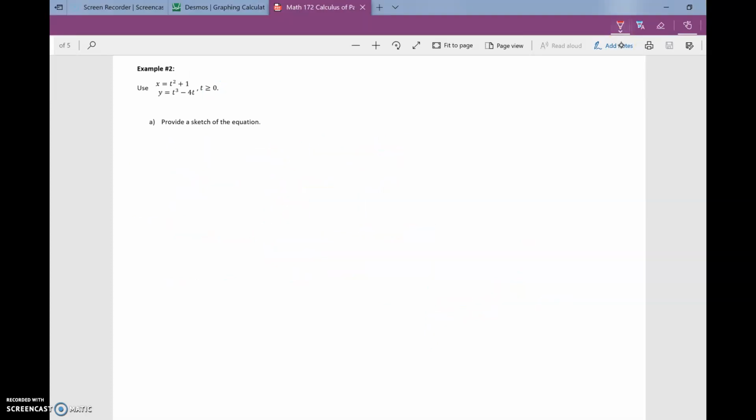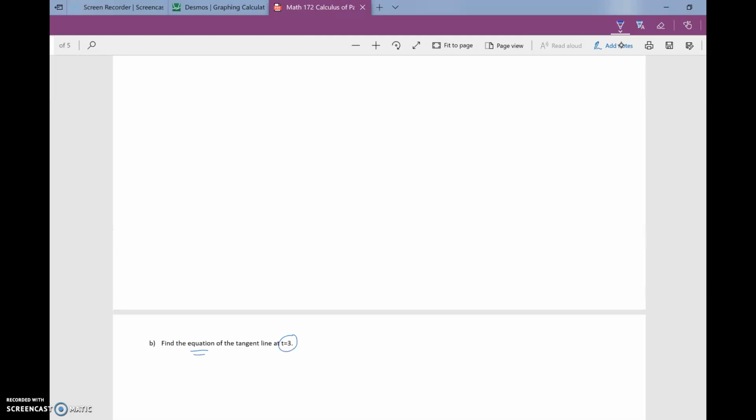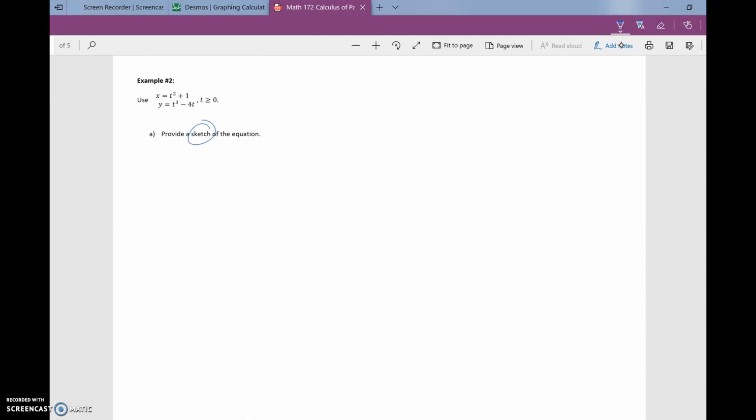Hi class, let's take a look at example 2. In example 2, we're given another parametric equation. They want us to provide a sketch. And then part B, they want the equation of the line tangent to t is equal to 3. So we're going to do a little bit of content from Calc 1. And let's actually provide a sketch.